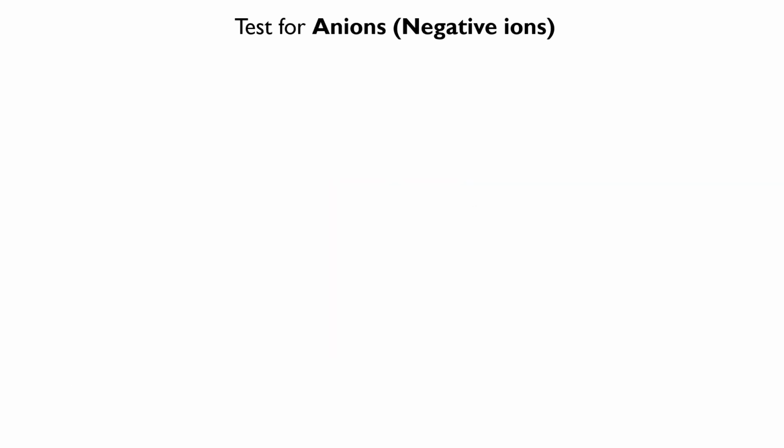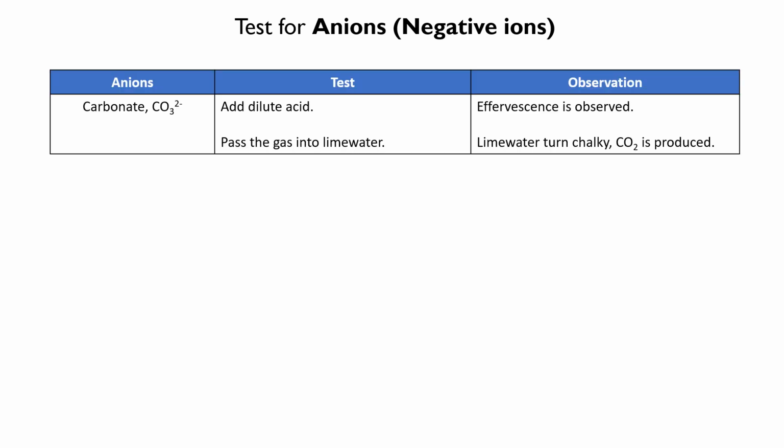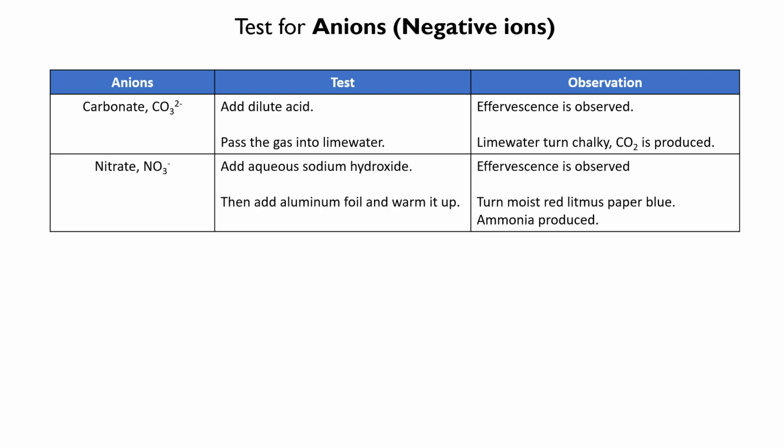Next, we move on to test for anions. First, we have carbonate. To test for carbonate, we will add dilute acid. So effervescence is observed. We will pass the gas into lime water. If the lime water turns chalky, carbon dioxide gas is produced. Next, to test for nitrate, we will add aqueous sodium hydroxide followed by adding aluminum foil and warm up. Effervescence is observed and the gas produced will turn moist red litmus paper blue. Ammonia gas will be produced.